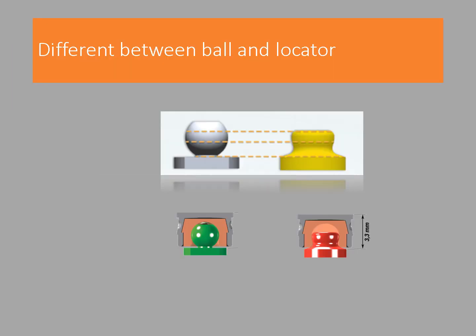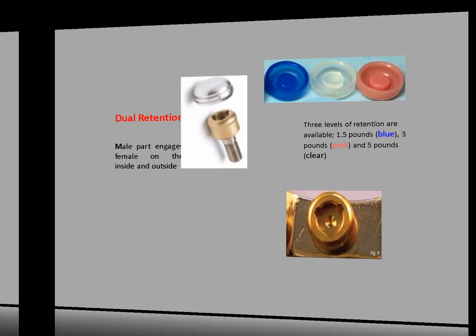What about the locator? The locator has a different shape. This one is rounded, and if we have this round and we remove the top, we'll get the locator. So the locator will be much shorter than the ball and socket. So if we have a case with low vertical dimension or small prosthetic space, we are going for the locator. The locator has some advantages over the ball and socket, in that it occupies less space under the denture.